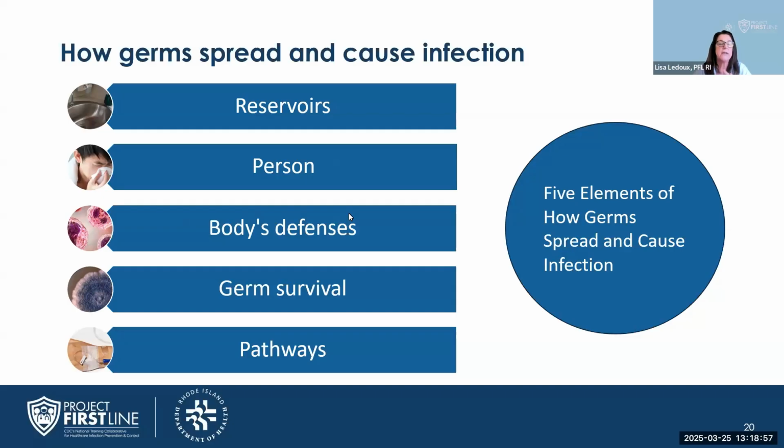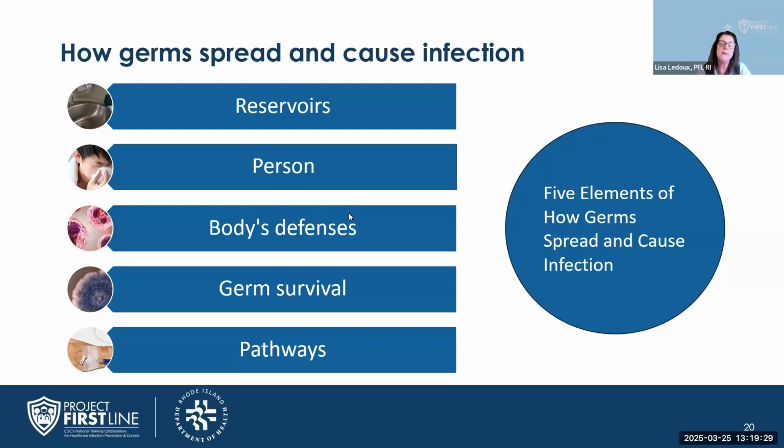Okay, so next, let's look at the 5 elements of how germs spread and how they can cause a VAE. First, you have to have a reservoir, which is the source of the germ. This is a place where the germ lives and multiplies. This could be in the respiratory system, in the nose, in the throat, and the mouth. Those could be the reservoirs. Next, you have to have a susceptible person, somebody who can be infected. This is someone who could be on a mechanical ventilator and could potentially become infected.